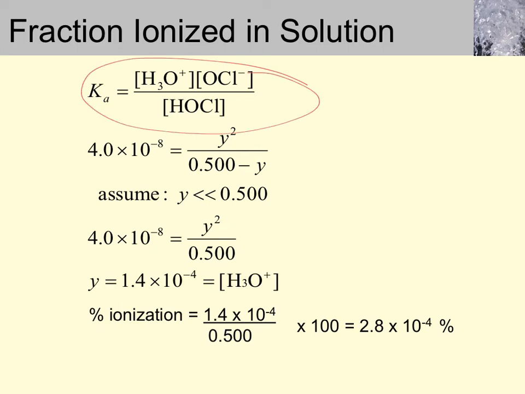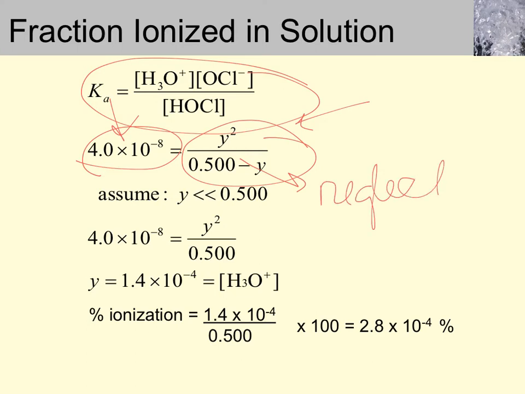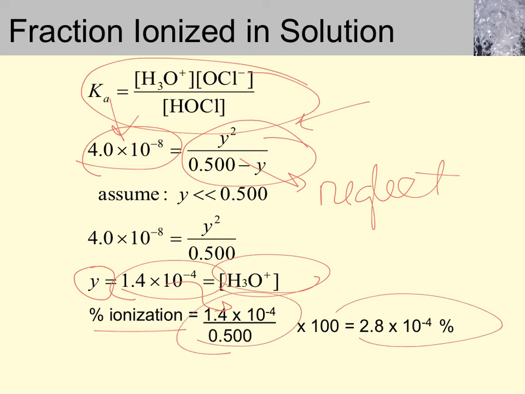Here's the expression for Ka. They gave us the value for Ka. We take the equilibrium values from the ice table. We neglect Y because Ka is very small. And then we solve for Y, which is the concentration of hydronium ion. Plug that back into the formula for percent ionization. And we get that is 2.8 times 10 to the minus 4th percent ionized. That is an extremely weak acid. It's almost not ionized at all.